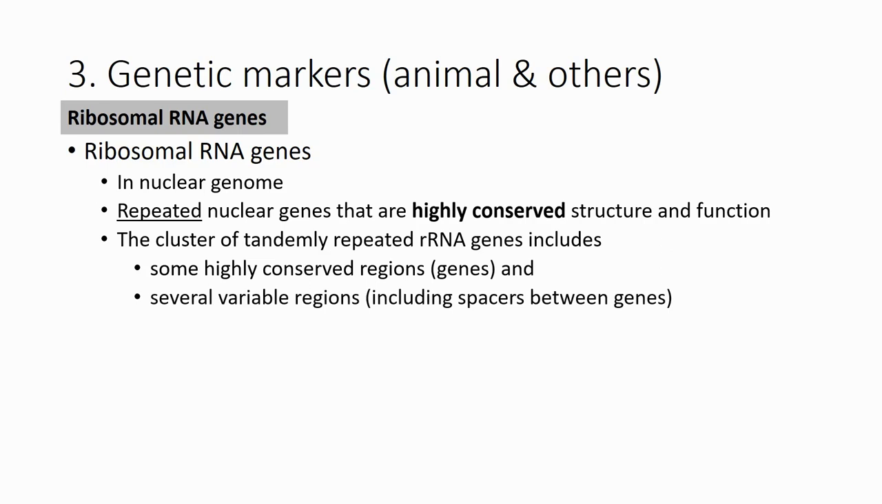Also, just now we noticed there are several regions between the genes, ITS1 and ITS2. These regions are quite variable. Mutation can happen, and it will be passed to the next generation and accumulate throughout evolutionary time. And this gene is also abundant in the mitochondrial genome, so it repeats many times.